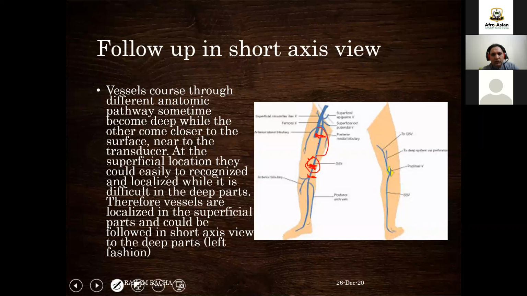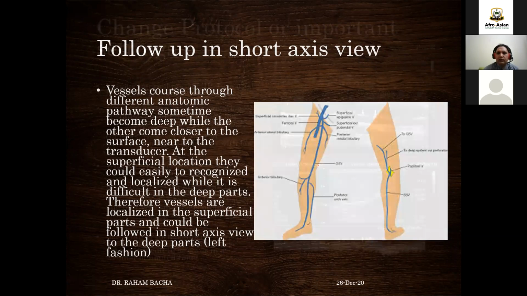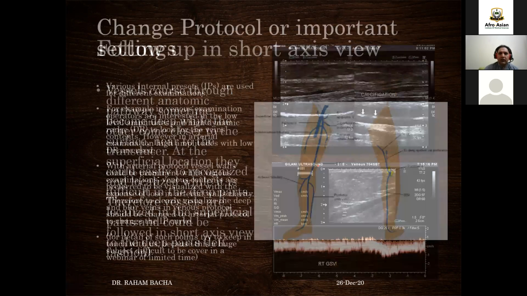So at this region, you will have to localize it in short axis view, and then you will have to rotate your transducer in long axis view for taking the flow pattern of artery and vein. So that is the method of following any vessel from superficial to deep region.